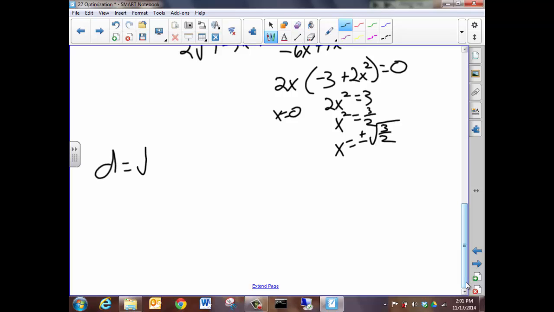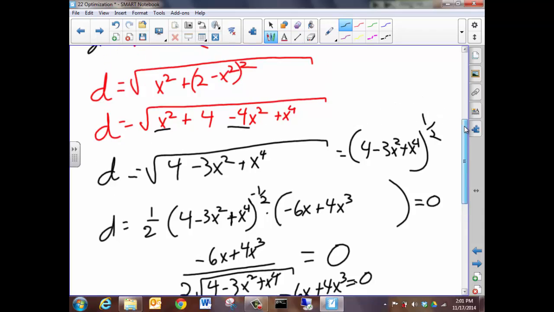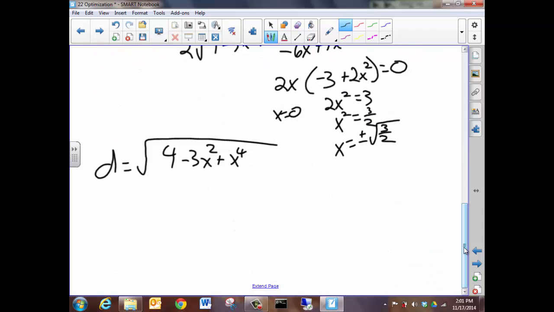Distance is the square root of 4 minus 3x squared plus x to the 4th, right? What happens when I put 0 in there? Does everybody agree that I get the square root of 4, which is 2? Y'all comfortable with that? Well, what do you think about square root of 3 halves and negative square root of 3 halves? Tell me something. The square root will cancel out.